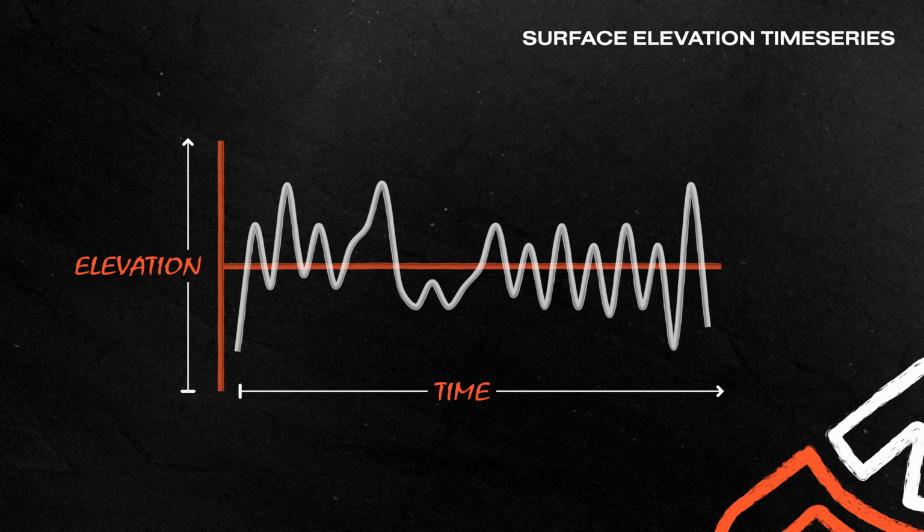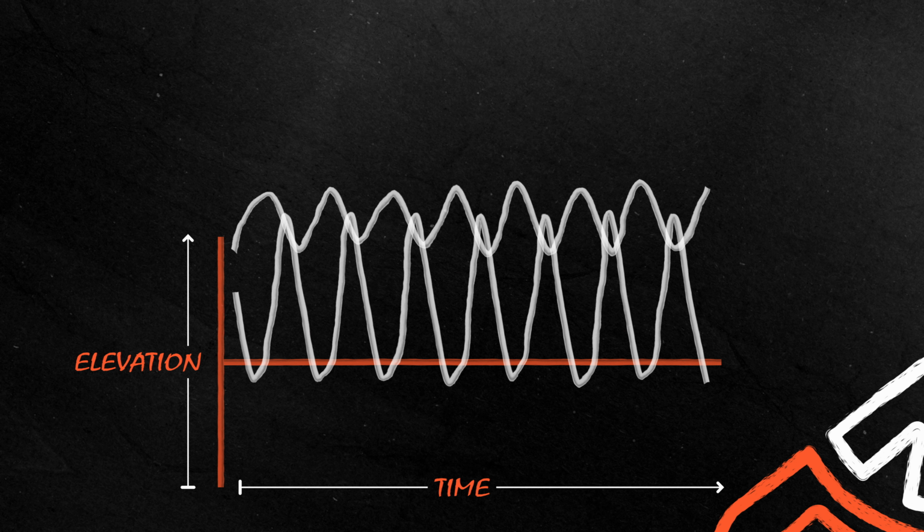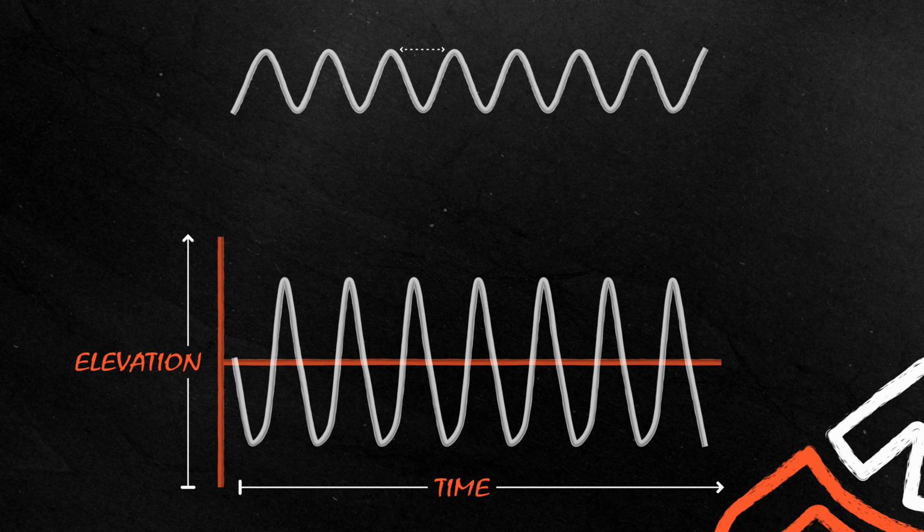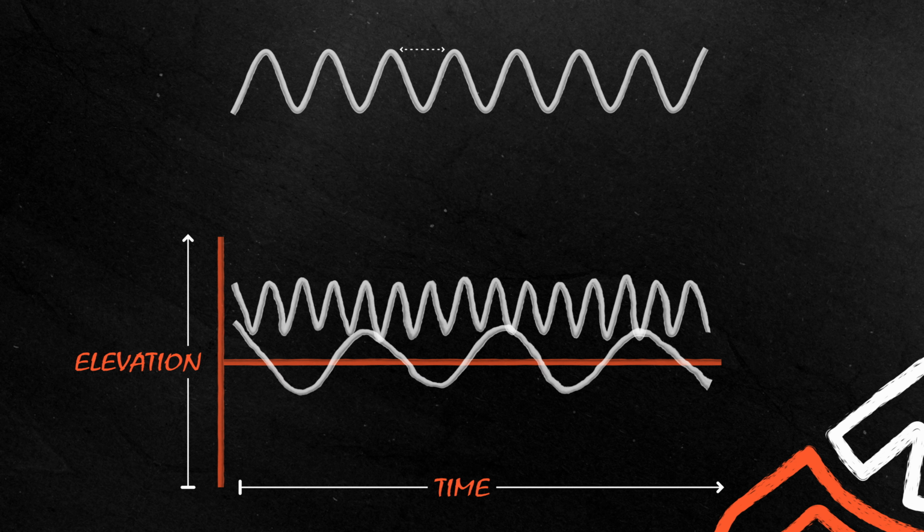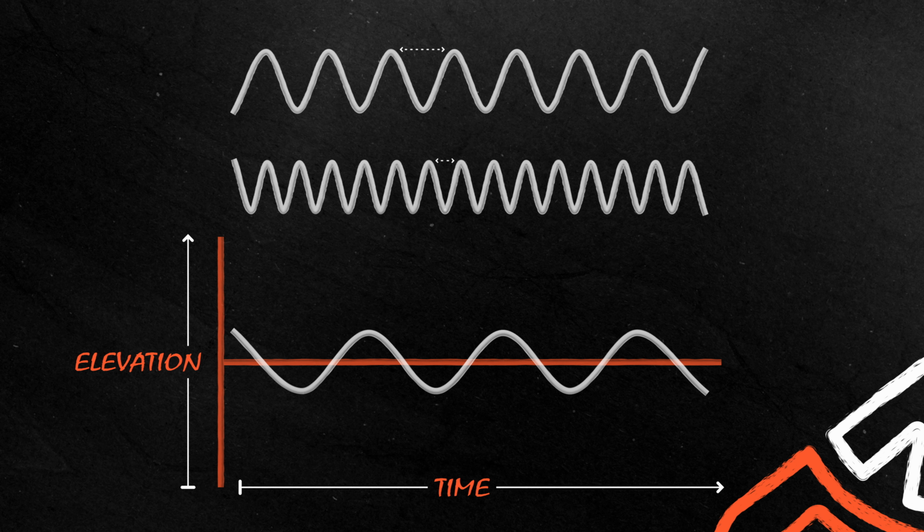But there's something fascinating happening beneath the surface. That seemingly up and down motion of the water surface is actually composed of many different wave trains, all superimposed on top of each other. Each wave train has its own period, the time it takes between two consecutive wave crests, and its own direction of travel. Some waves might have a period of 5 seconds, others 10 or 15 seconds. Some are traveling northeast, others northwest.